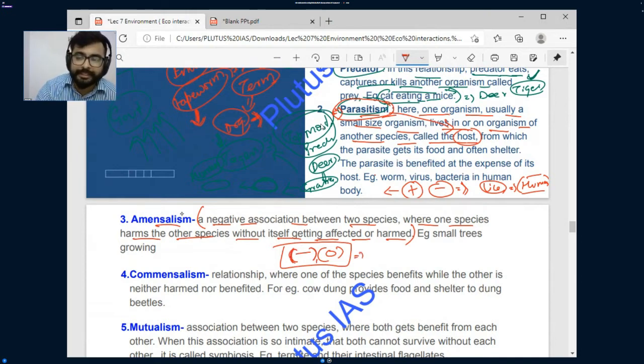Now to understand this, an example could be a large tree in which, because of the shade of the tree, a small plant cannot grow. A small plant cannot grow because उस shade ने इस tree की growth को inhibit कर दिया. So are you getting this? It is quite simple. Mensalism.